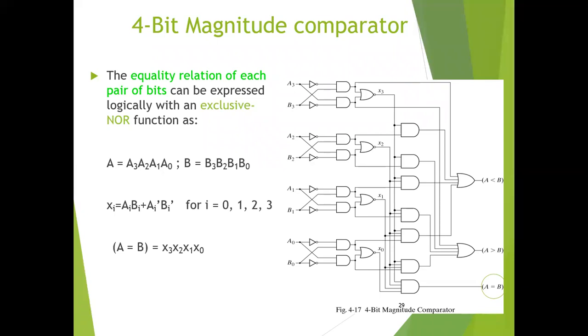either A is equal to B, or A is greater than B, or A is less than B. These three binary variables will be the output of any magnitude comparator.